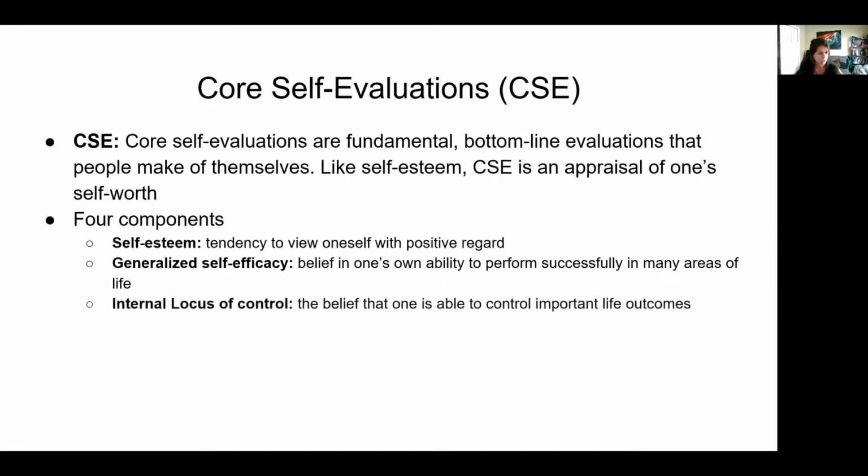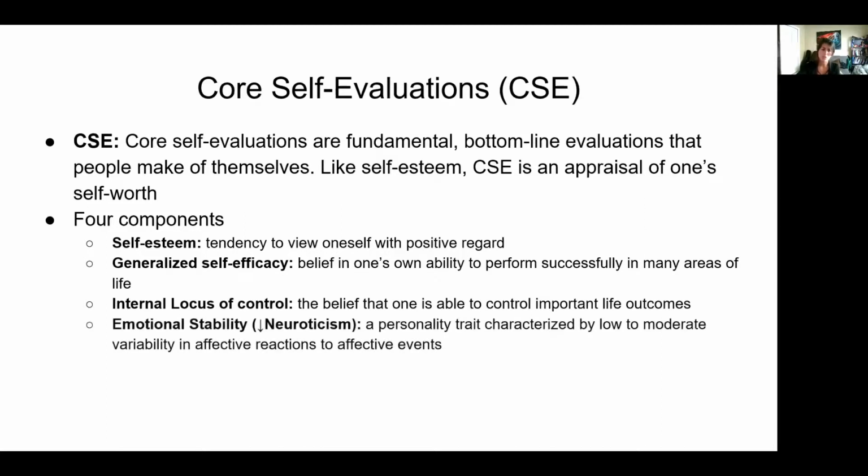An internal locus of control. I've addressed the topic of locus of control before, where you usually have a view of either internal versus external, meaning external, I think that all the things that happen to me in my life are out of my control, whereas an internal locus of control believes I can control the important life outcomes that I have. And people with internal locus of control generally have higher core self-evaluations and are able to more take charge of their lives. And I discussed that a bit in class as well.